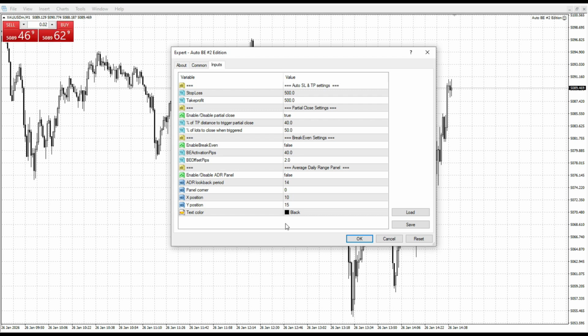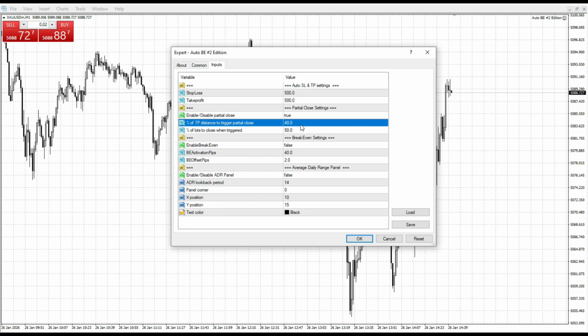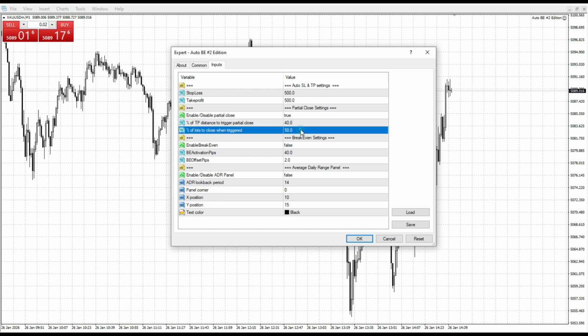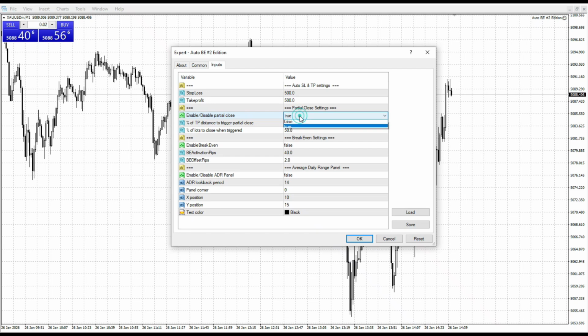Partial close uses two main settings. The first is the percentage of take profit distance required to trigger the partial close. This defines how far price must move toward your target before the feature activates. The second is the percentage of lots to close when triggered, which controls how much of the position is closed automatically. Together, these settings let you secure partial profits while keeping the rest of the trade running.